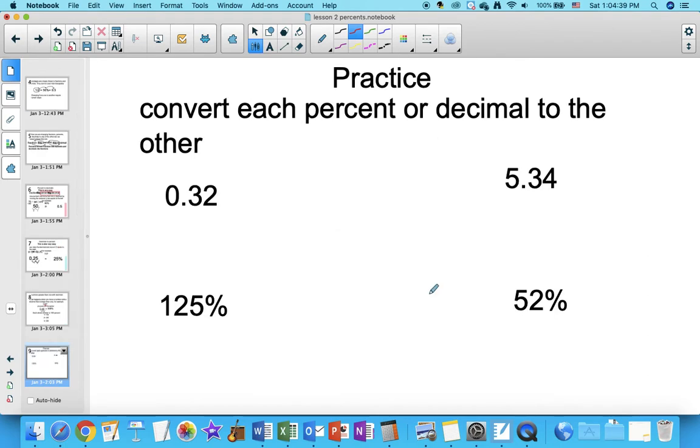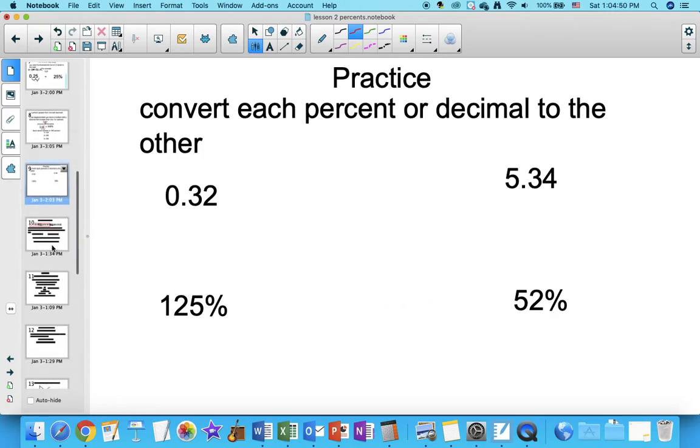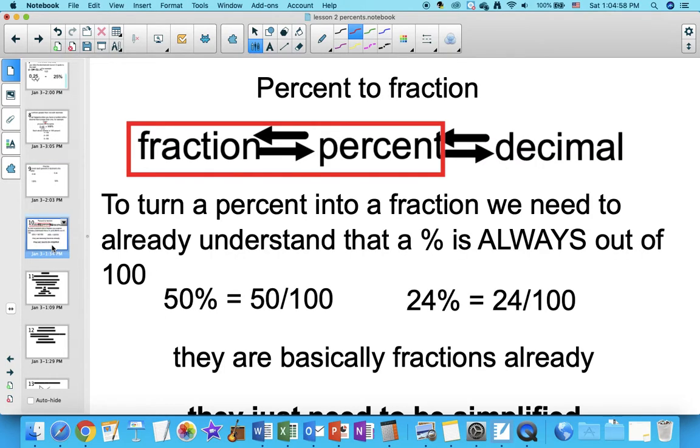So try and convert each of these percents or decimals into the other. Either convert a decimal into a percent or a percent into a decimal. Okay, so I'm going to move on from there. Hopefully you pause the video, and if you haven't, do it now and try to solve these. But right now I'm going to move on to fractions and percent.